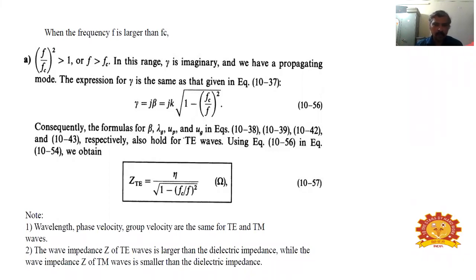The next notable point is that the wave impedance Z of TE waves is larger than the dielectric impedance, while the wave impedance of TM waves is smaller than the dielectric impedance. So these are some of the notable points comparing TE and TM waves.